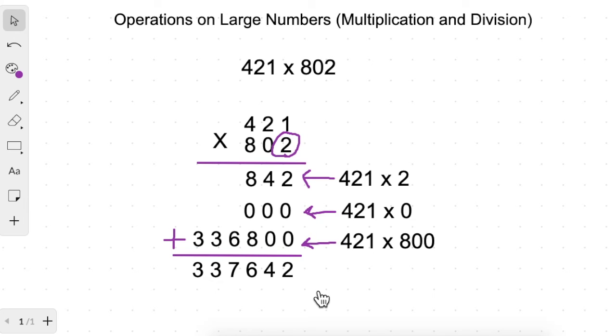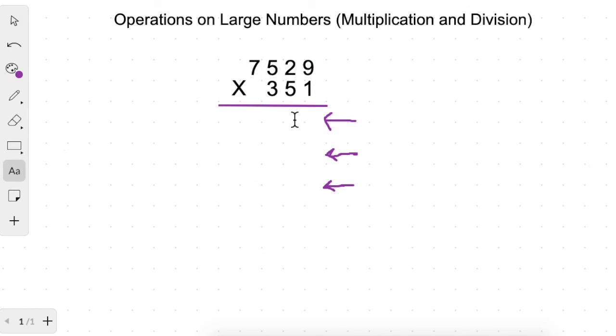Now let me take one more example. We have to multiply these two numbers. So can you tell me, children, where should I start? Yes, I'll start from the ones place. So I'll multiply this 1 with this number. This is the first step. Then the second will be, yes, to multiply this 5 with this number.